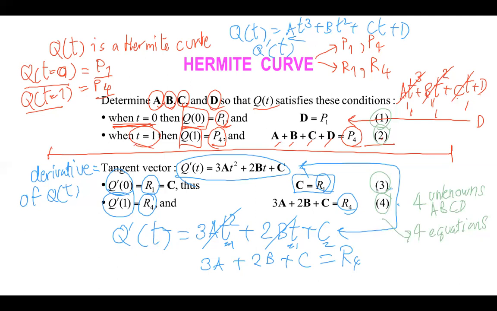Okay, we have four unknowns, a, b, c, d. These four unknowns will be used in the Hermite curve equation. The question gives us P1, P4, R1, and R4, that are the first and the last endpoints and the first and the last tangent vectors of the curve. So we can find a, b, c, d by solving this system of equations.